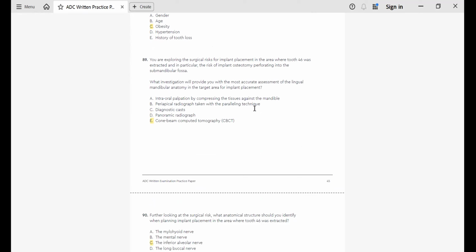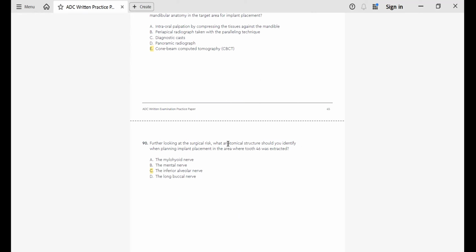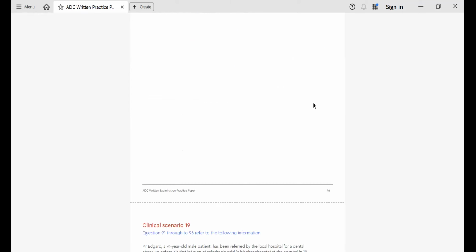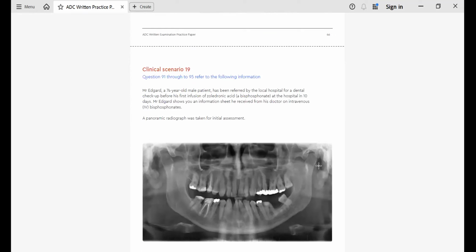So this was planning for implant, CBCT, region 4-6. Which anatomic structure would you identify? The inferior alveolar nerve, all right? Not really hard to select it. Okay, next case, what we have here.